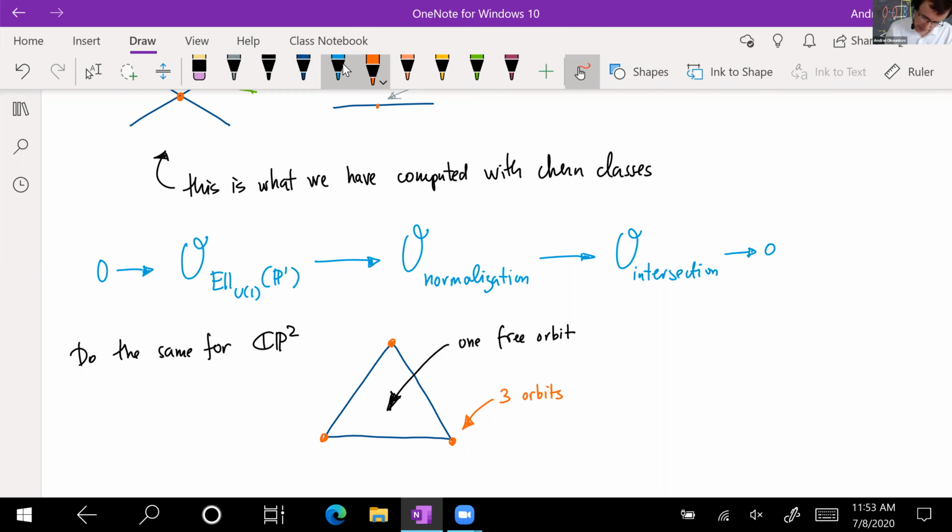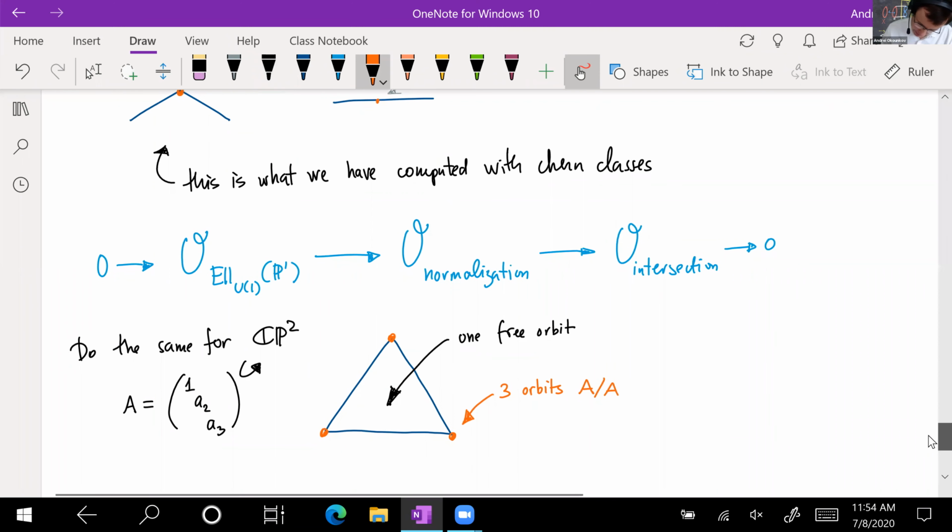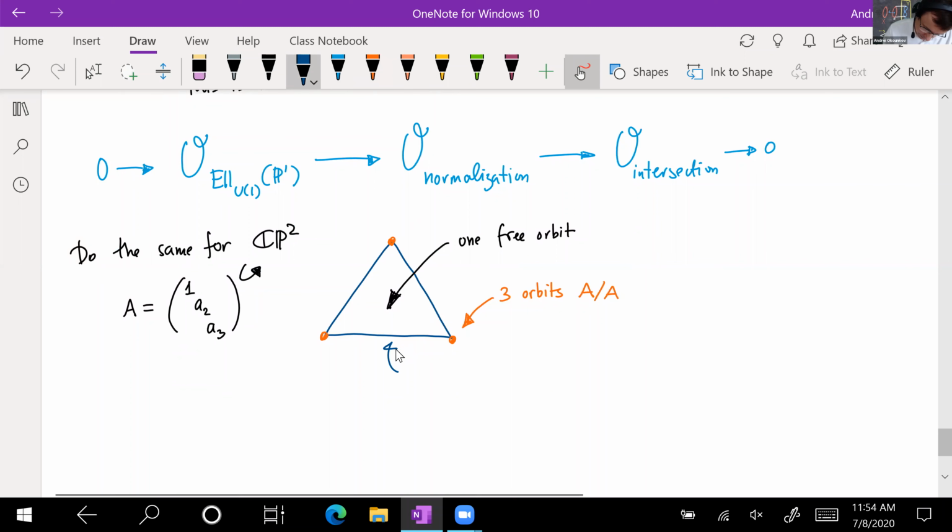Let's take a torus with a free orbit, so that I don't have to redo it. Maybe I'll take something like this, 8283. So then it's really the free orbit. This is my torus A. Three orbits of the form A over A, three points, and then three orbits of the form A modulo a one-dimensional subtorus.